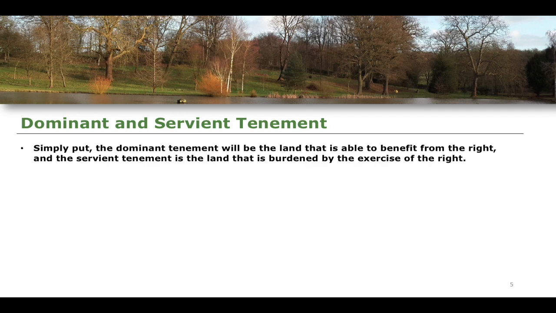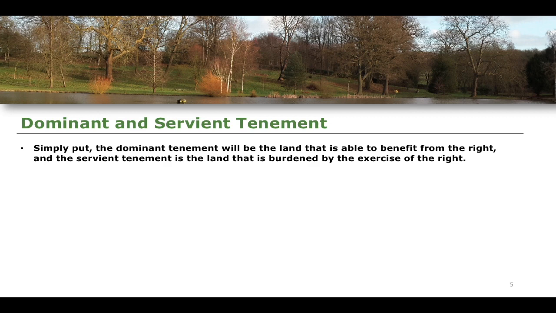Simply put, the dominant tenement will be the land that is able to benefit from the right, and the servient tenement is the land that is burdened by the exercise of the right. So let's say, for example, I have a house, and in order to get to the front door of my house, to get to the property, there is another piece of land, and therefore there has to be a right of way over that piece of land. The piece of land to which there is a right of way is the servient tenement, because it is burdened by the existence of the right.